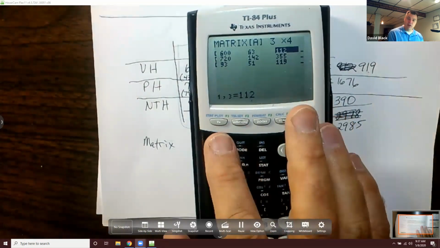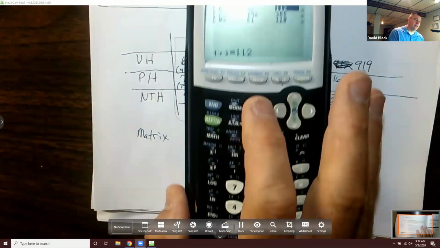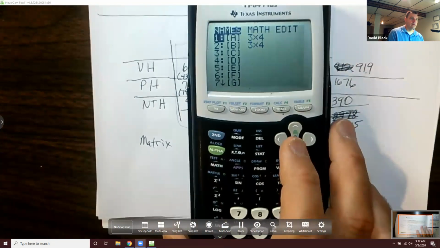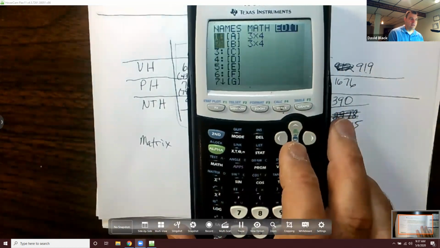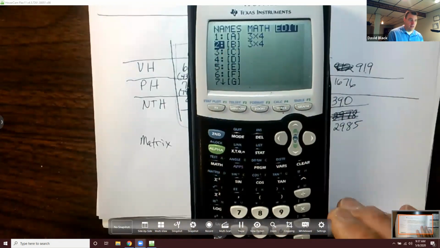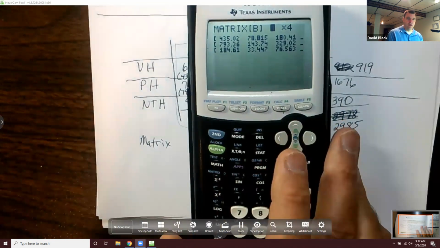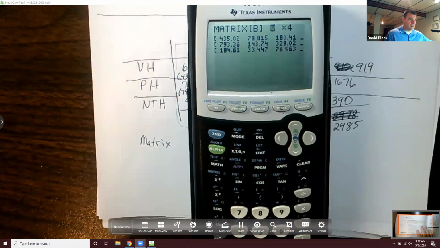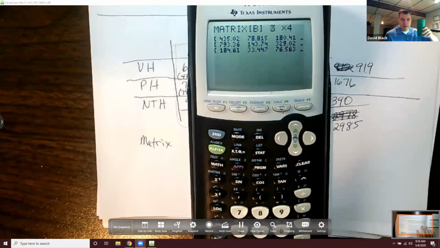Okay, now we got to enter our expected values in the same fashion. So go back to your matrix menu, go down, go over to edit again, and this time go down to 2, matrix B, and do the same thing. Hit enter, you have a 3x4 matrix, and enter the 12 entries of the expected values. And again, I did that the other day, so give me a thumbs up when you get that done.